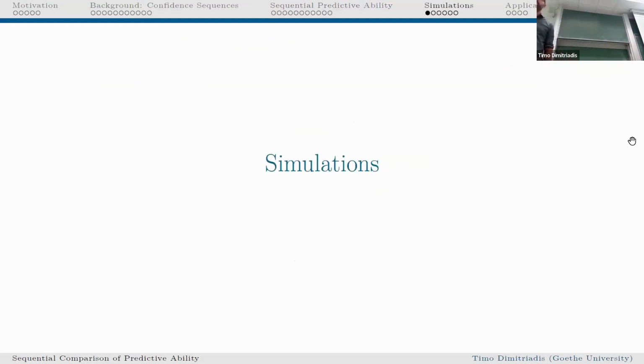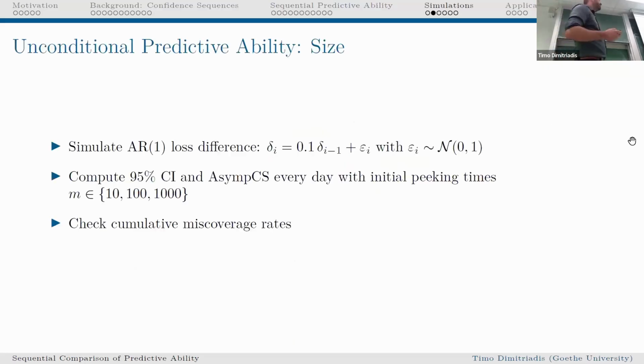So let me quickly show you some simulations. In the first one, we use an AR1 loss difference. So we directly simulate the AR loss difference process. This has a coefficient of 0.1. We can increase that, of course. It gets a bit worse, but I think the main reason for that is a Huck outcome. We look at 95% confidence intervals and the asymptotic confidence sequence, and we consider 3 initial peeking times, 10, 100, and 1,000. Because in practice, you would like to know, well, we have this asymptotic guarantee for m going to infinity. Can we peek after 10 days, after 100, or only after 1,000?